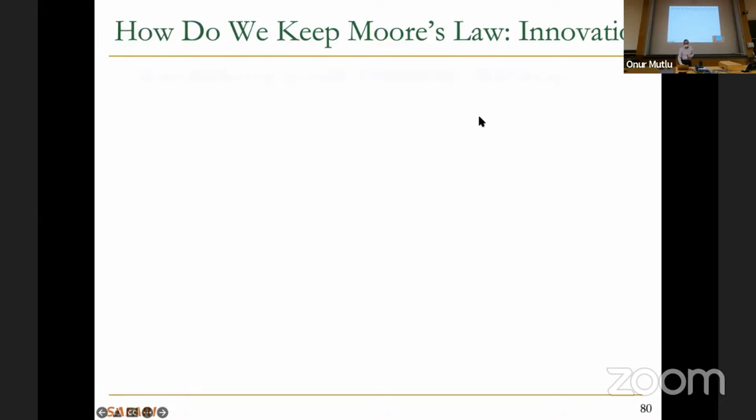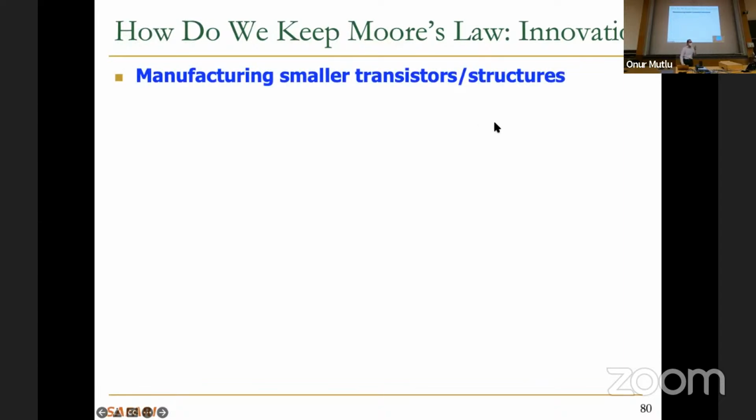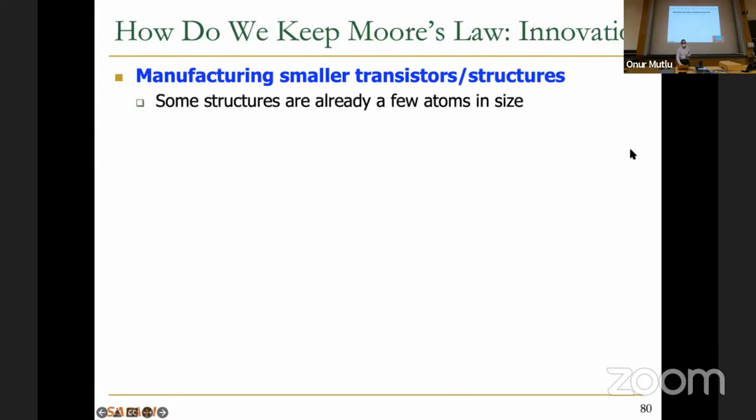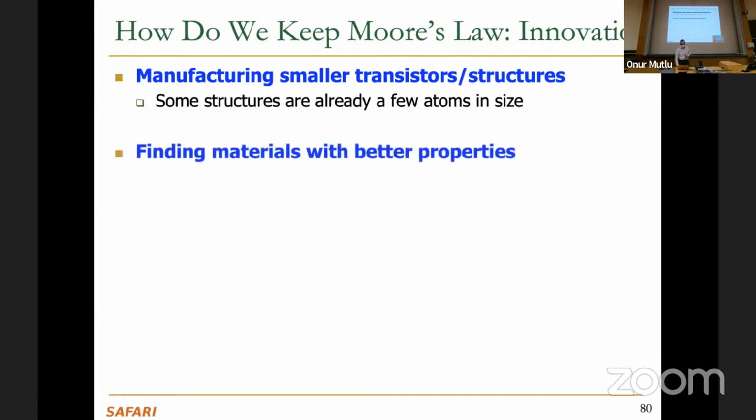But let's talk about how do you keep Moore's law. Clearly, it has been enabled by manufacturing smaller transistors and smaller structures. It's not easy. Some structures are already a few atoms in size today. It has been also enabled by finding materials with better properties. You can see that material science goes into it.